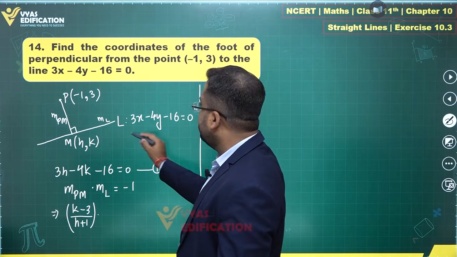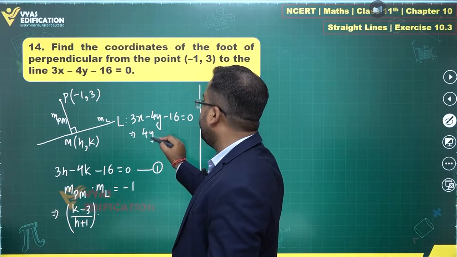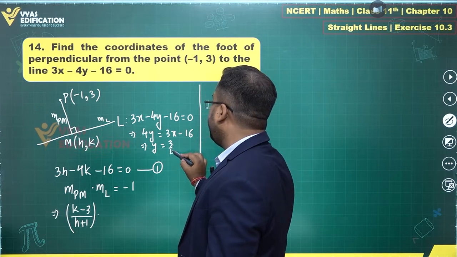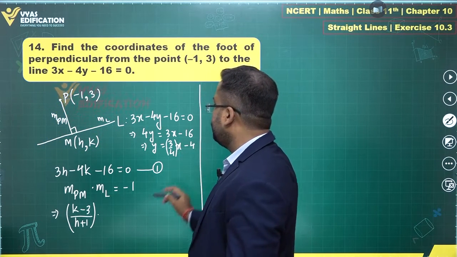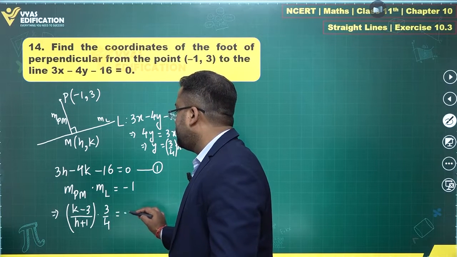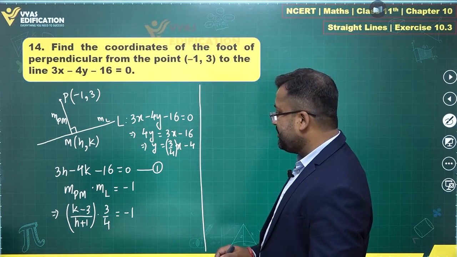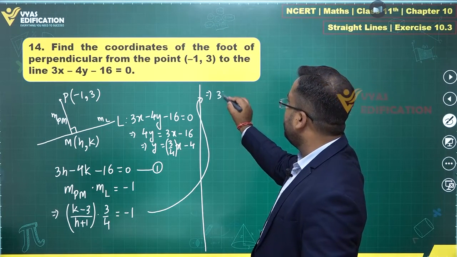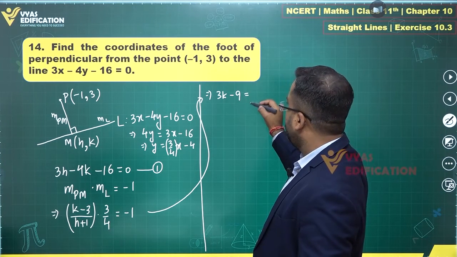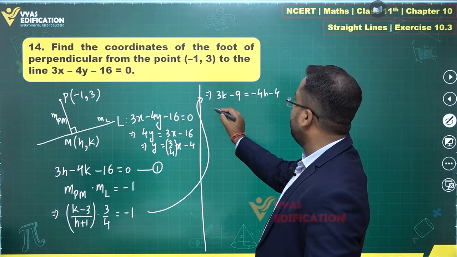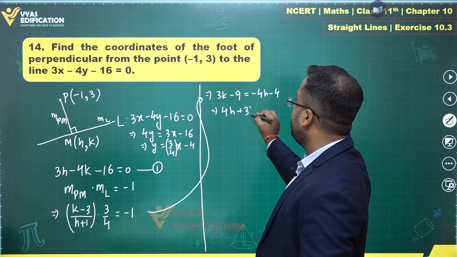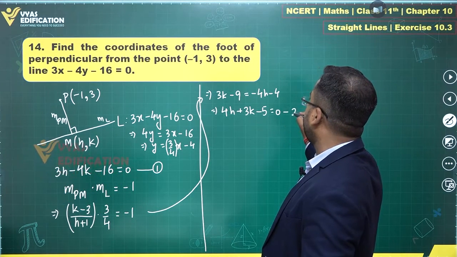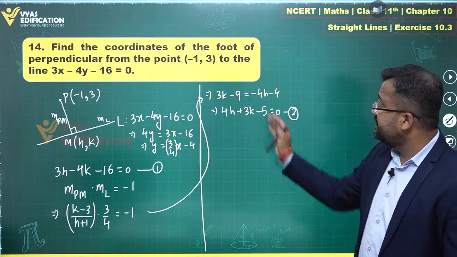For that we can write it in the slope intercept form. This is 4y is equal to 3x minus 16, or y is equal to 3 by 4 x minus 4, and this here is the slope. K minus 3 upon H plus 1 times 3 by 4 equals minus 1. And on rearranging this, what do we get? This will further tell me that 3k minus 9 is equal to minus 4h minus 4, which tells me 4h plus 3k minus 5 is equal to 0. This is equation number 2. Yes, this is what you get.